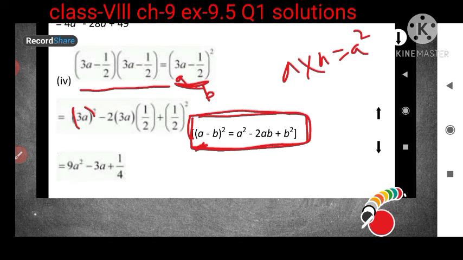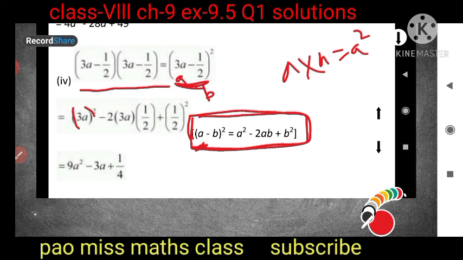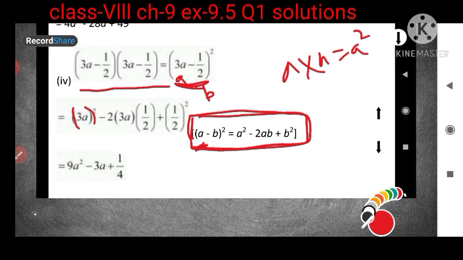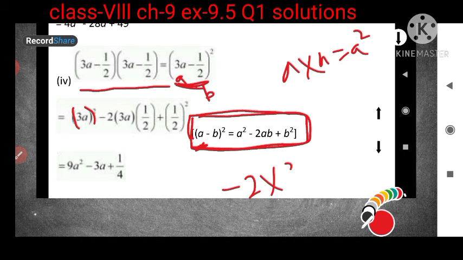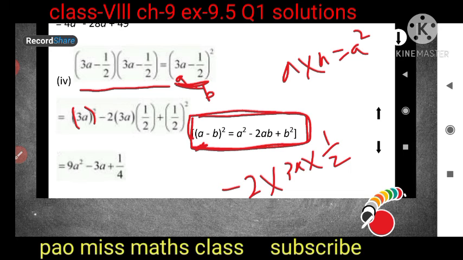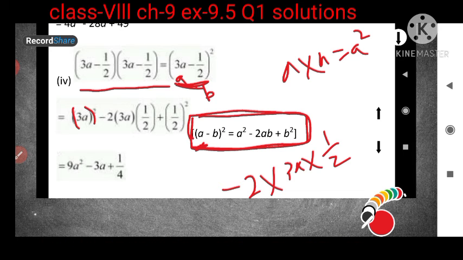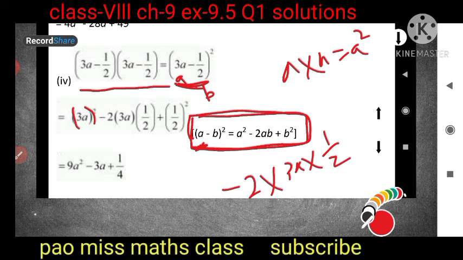So 3a whole square minus 2 into a into b. So what is the value of a? A is 3a, isn't it? So I am writing inside the bracket, or you can write minus 2 into 3a into 1 upon 2 also, or you can write inside the bracket. Now that means they all are multiplied. Okay, now again 1 upon 2 whole square. So b value is 1 upon 2, so 1 upon 2 whole square.